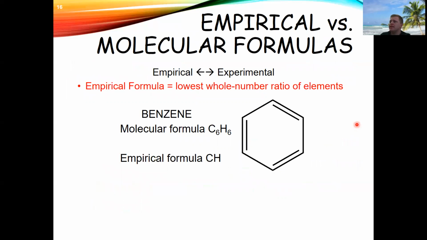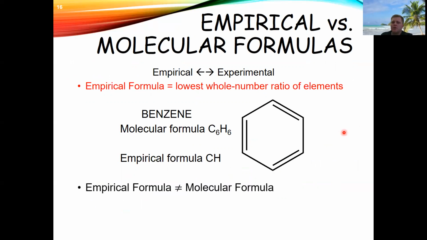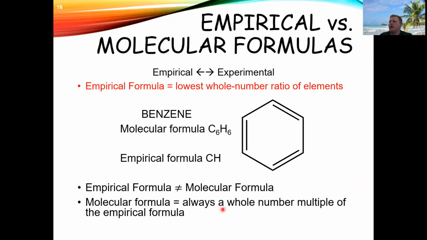Okay, we've made this point that empirical formulas are not molecular formulas, right? But molecular formulas are always a whole number multiple of the empirical formula, which means that you can always take this empirical formula and multiply it by some whole number to get the molecular formula. So in this case, we'd multiply benzene's empirical formula by 6 to get its molecular formula. But how do we know what number to multiply our empirical formula by?